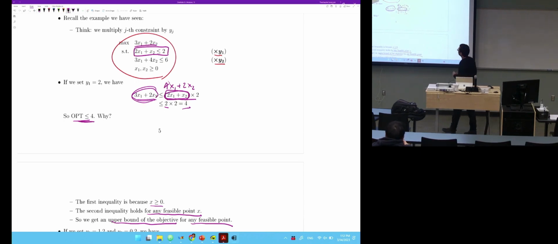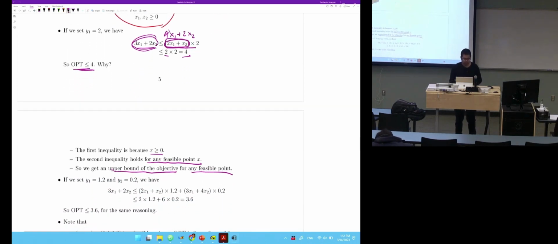So you get that, right? Now I just gave the upper bound of the objective as long as x is a feasible point. So it means that opt is at most 4.